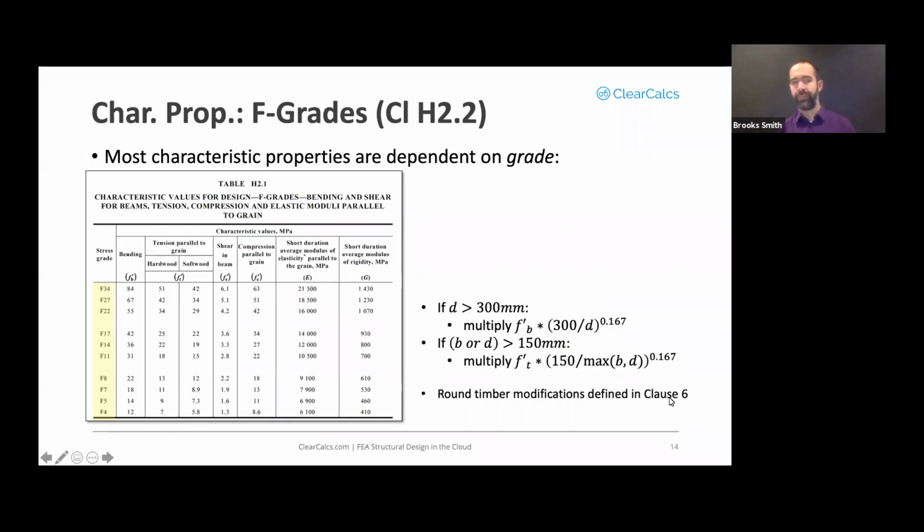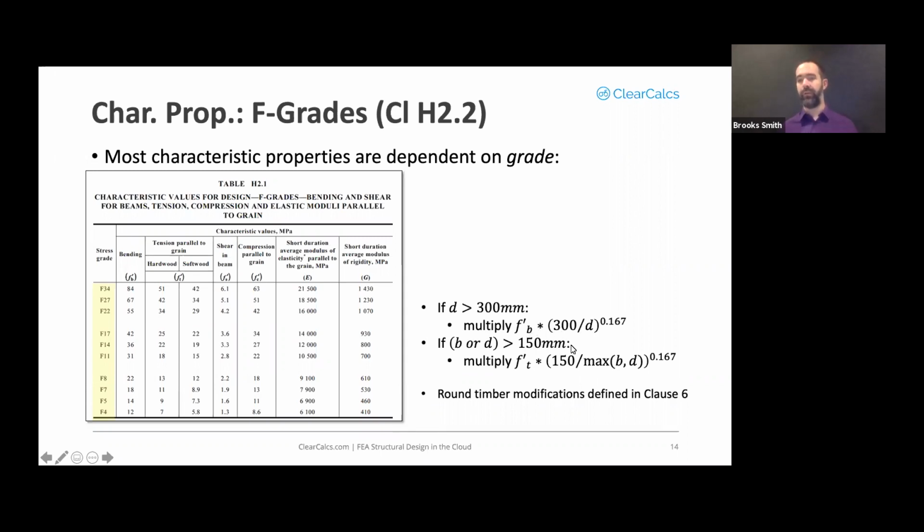For F grades, most of your characteristic properties are dependent upon the grade only. So in table H2.1, you can look up the characteristic properties based upon whether you have an F4, F14, F17, and whether you have a hardwood or a softwood. This table will tell you most of those. If you have a particularly large member, if your depth is greater than 300 millimeters, then you multiply the F'b, the characteristic strength in bending, by (300/D) to the power of 0.167, as shown in the lower right.